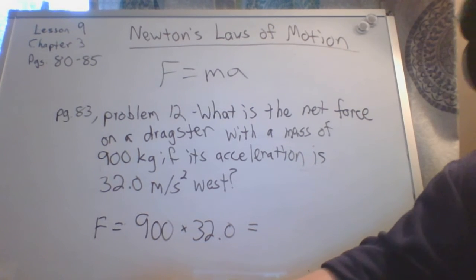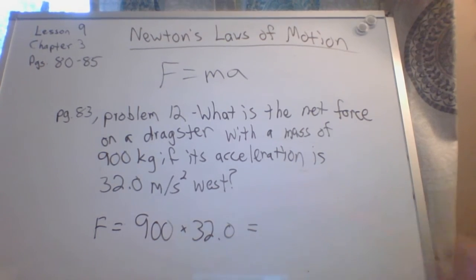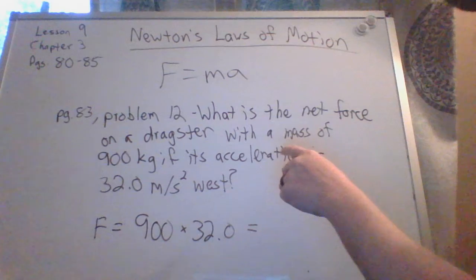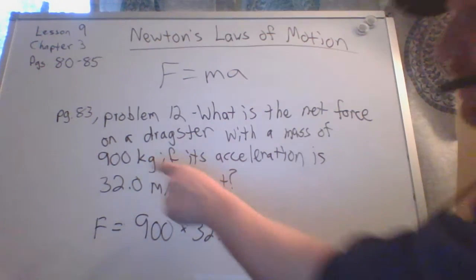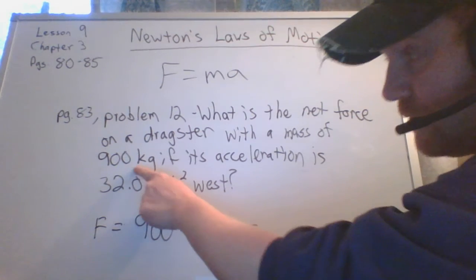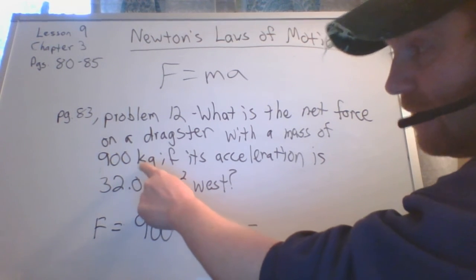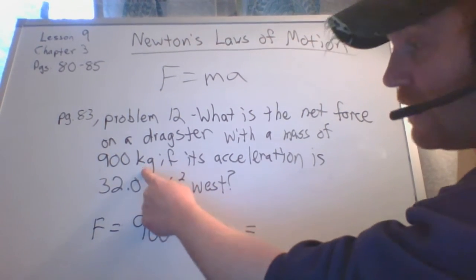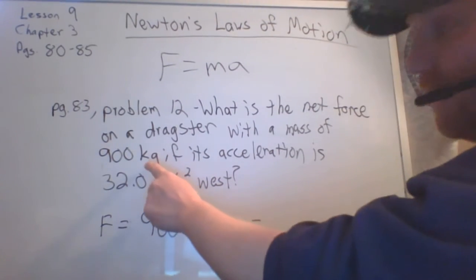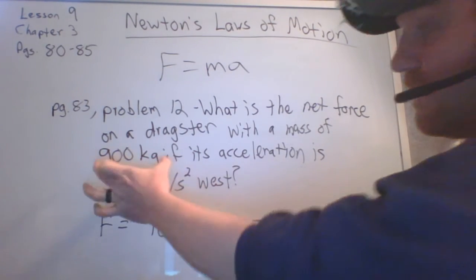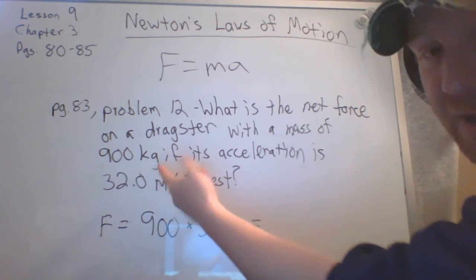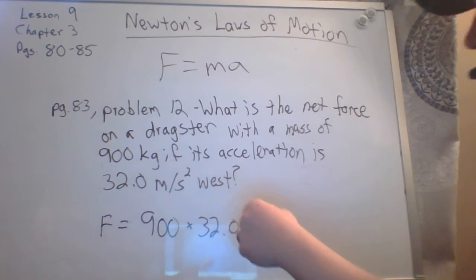Okay, our first example problem for Newton's second law is from page 83 of the textbook, problem number 12. The problem states, what is the net force on a dragster, a fast race car, with a mass of 900 kilograms? Right off the bat, that is a measurement that you want to take note of. 900 kg. Because that's kilograms, you know that this particular measurement is the object's mass. Mass is measured in standard units of kilograms.